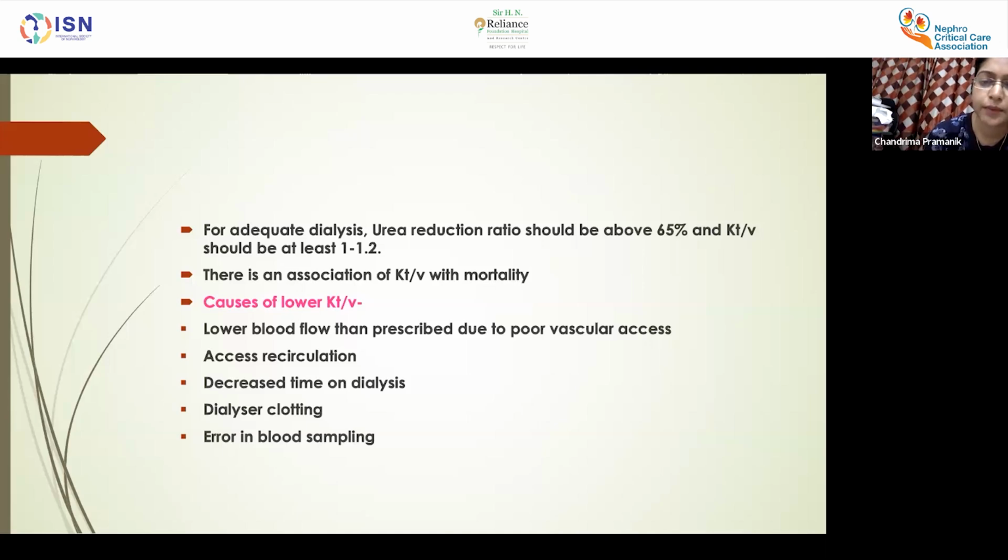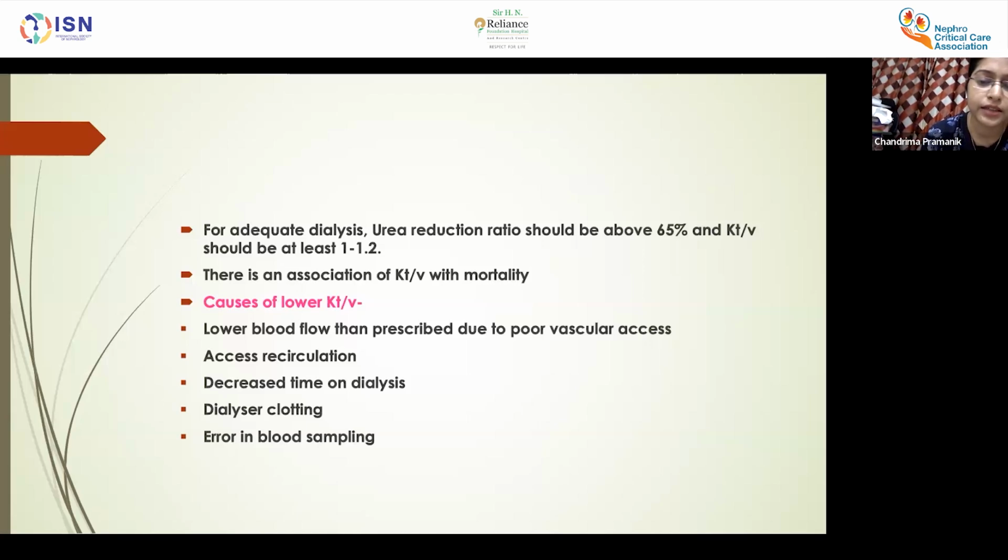If there is decreased time on dialysis, it also leads to lower KT by V. If there is clotting in the dialysis, it can also lead to lower KT by V. If there is error in blood sampling, then also it can lead to lower KT by V.